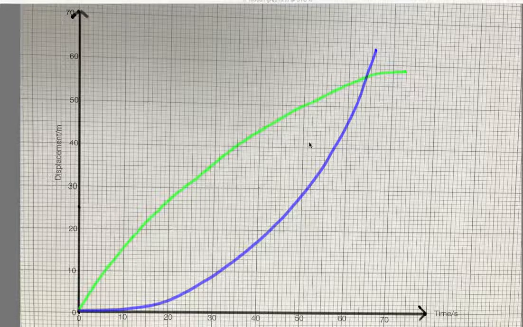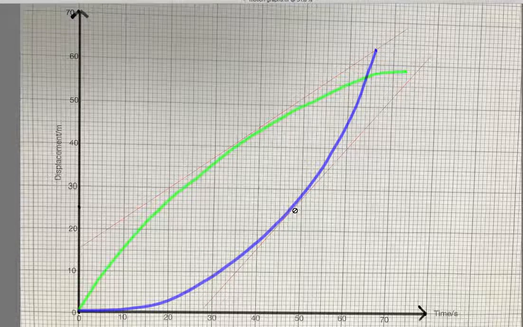How do we calculate the velocity from a displacement time graph that is a curve? Well, the answer is that we take tangents to the curve. So I've pre-drawn here a couple of tangents, one to the green curve and one to the blue curve. The thing with the tangent is that it has to just touch the curve at the point that you're interested in. So here and here.